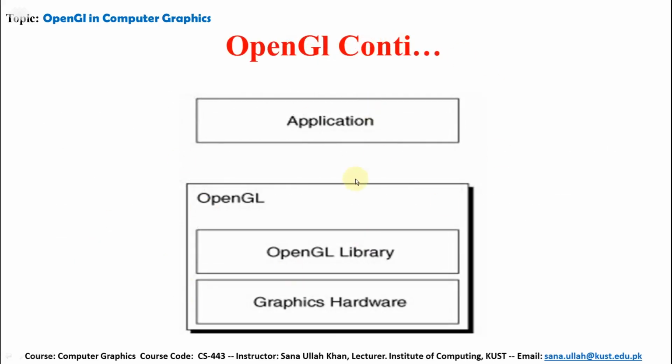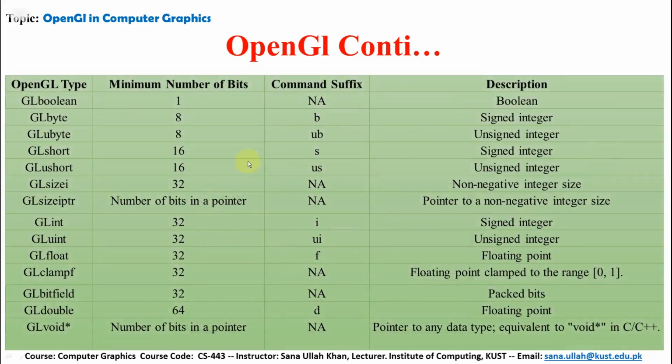This is the block diagram of OpenGL. This is the application software. This is the OpenGL combination. Here OpenGL libraries work upon the graphics hardware. This is the data types used in OpenGL. Just like data types used in C++, Java, C#, like Boolean, which is used normally in all other languages is a data type. So in OpenGL, just GL will be written at the beginning of the data type, which shows that this data type is used for OpenGL programming.